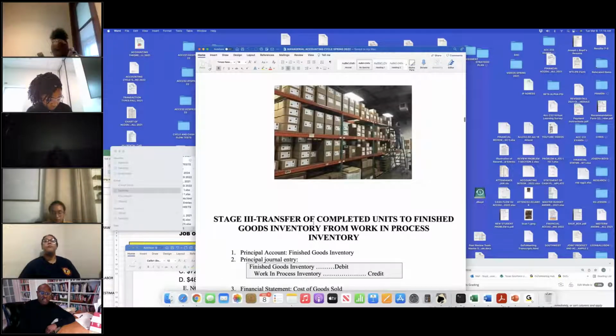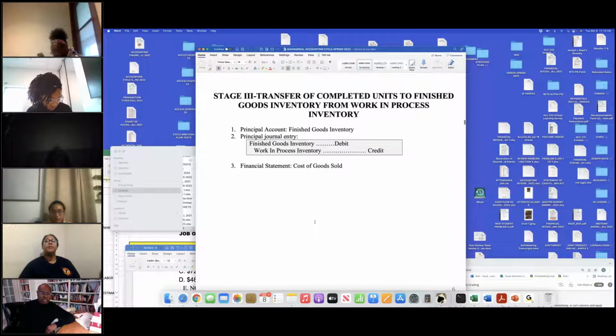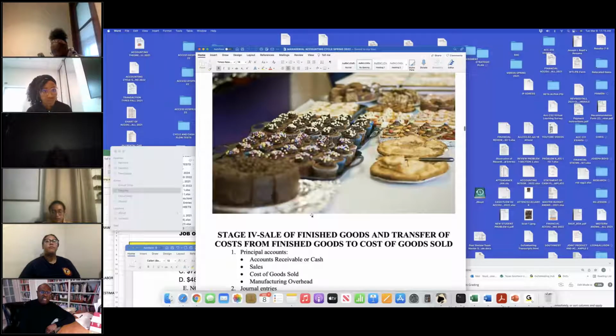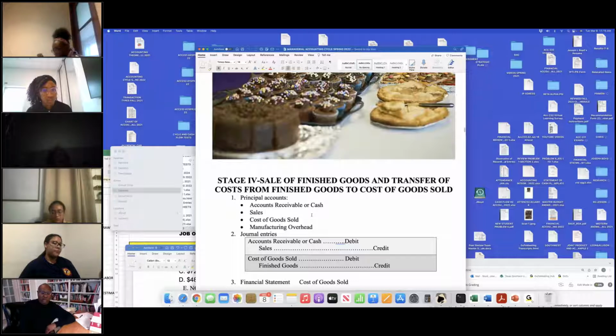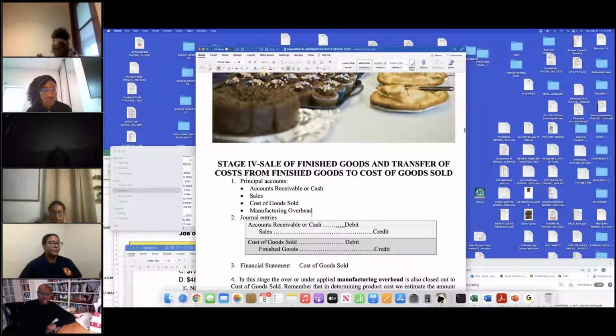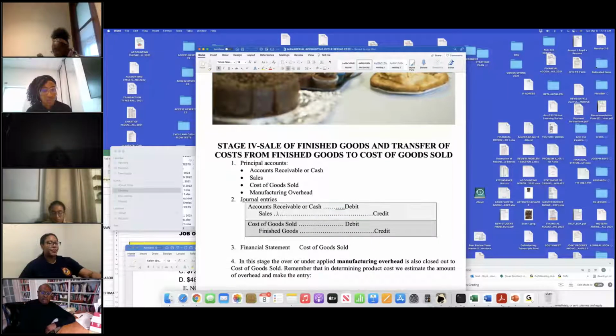And then in stage four, we sell the items. And there's gonna be three journal entries. That's gonna be a journal entry to make the sale. That's going to be another journal entry to transfer from finished goods to cost of goods sold based on our inventory conventions, FIFO, LIFO, our weighted average. Any of those can be involved.